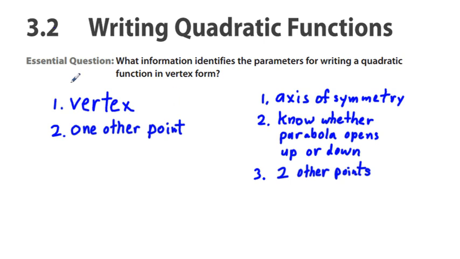Well, there are two different scenarios. Scenario A is where you have a vertex plus one other point. And then scenario B, where you're going to require an axis of symmetry, to know whether the parabola opens upward or downward, and then two other points. And we're going to examine these different scenarios for how to write a quadratic function in vertex form.